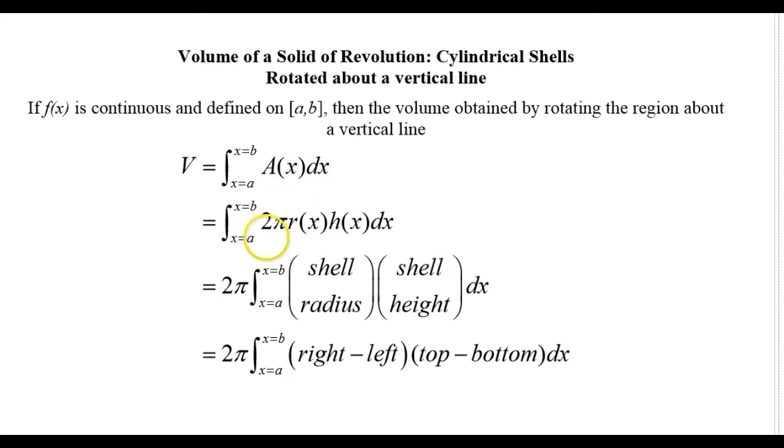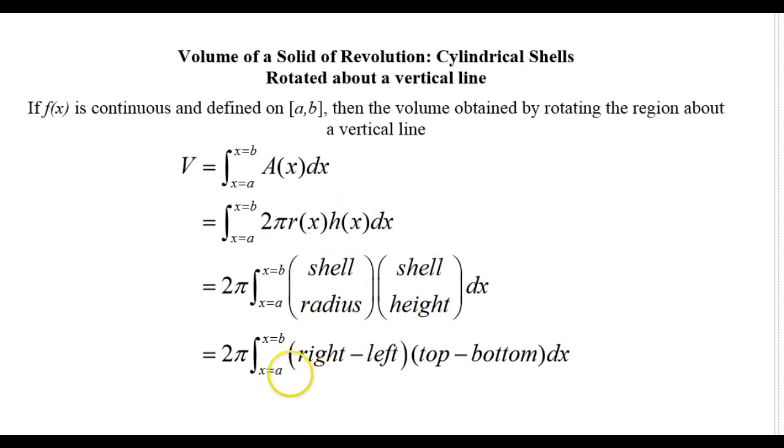The area of the cross-section was just 2 pi times the radius times the height. But the radius is going to need to be a function of x, and the height is going to need to be a function of x. Well, 2 pi is a constant. It can be pulled to the front. So ultimately, we're looking for r of x, that's the shell radius, and h of x, that's the shell's height.